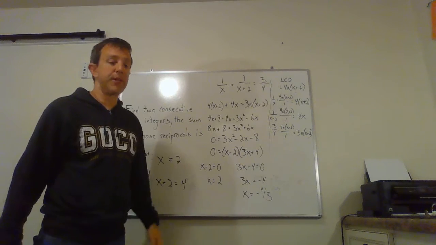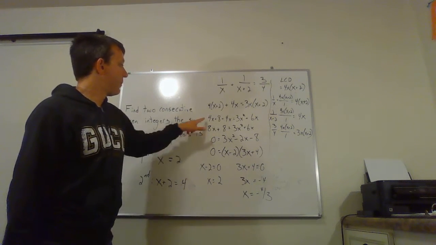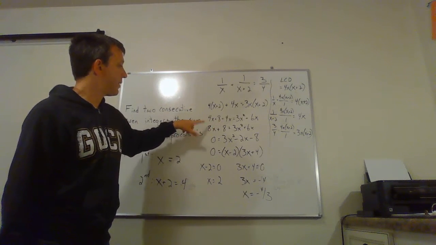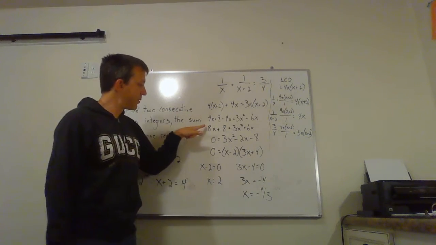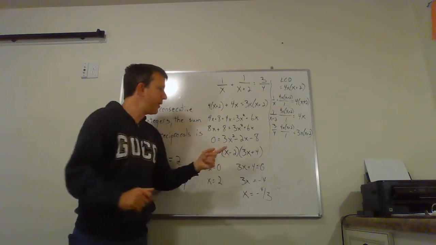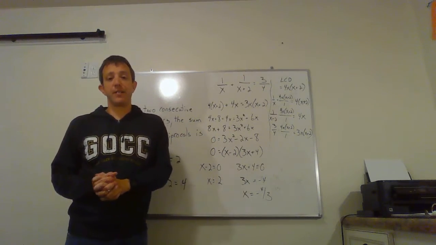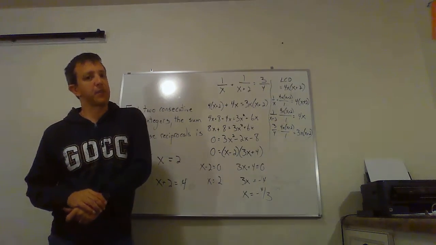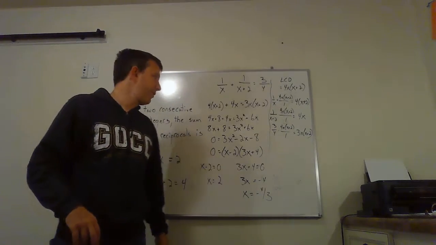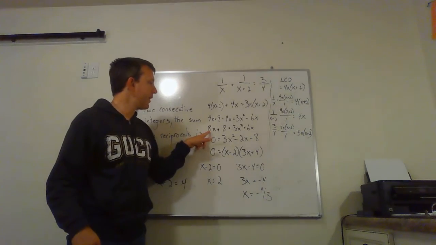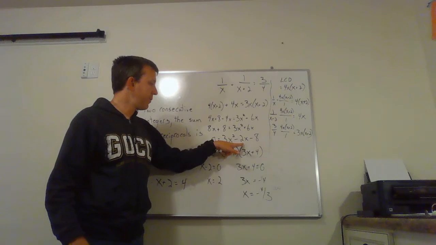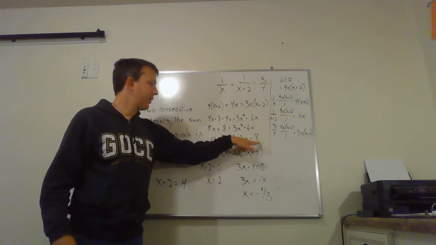Doing all my distributing here. I combined the 4x's to get 8x. Then I moved everything to one side. I chose to move everything over to the right-hand side because I had a positive 3x squared over there, and I like to keep my x squareds positive. It just makes the factoring that we're going to have to do here in a minute that much easier. So I subtracted the 8x. 6x minus 8x gave me the minus 2x, and I subtracted the 8.